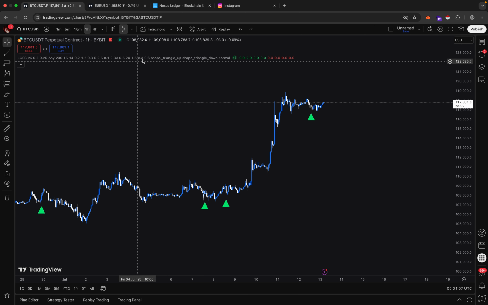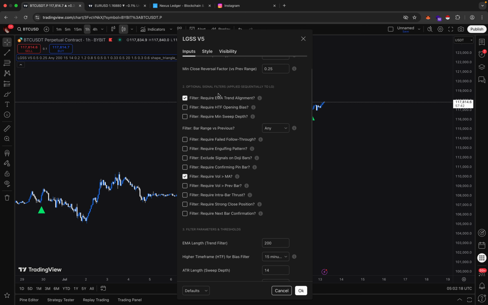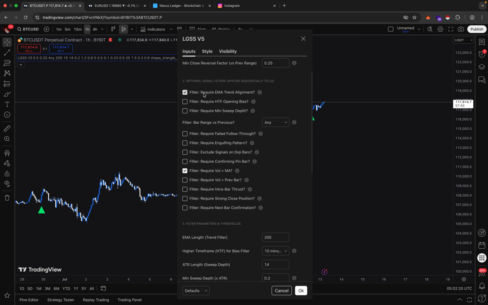So this is an example of a liquidity indicator. It's a liquidity grab type of indicator, which is extremely extensive and advanced. You can see from the settings that there's the base signal, right? You can even change the way you find the liquidity grabs fundamentally. There are many more signal filters, like, for example, do you want EMA trend alignment? So you're only looking for bullish liquidity grabs in the bullish market, and vice versa. You can do that as well.